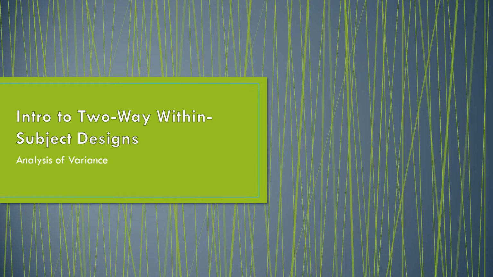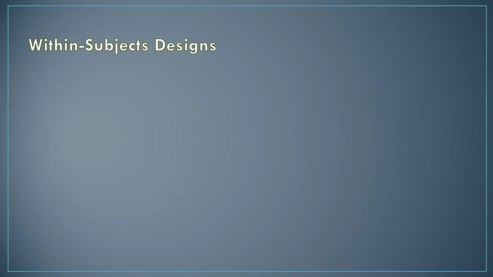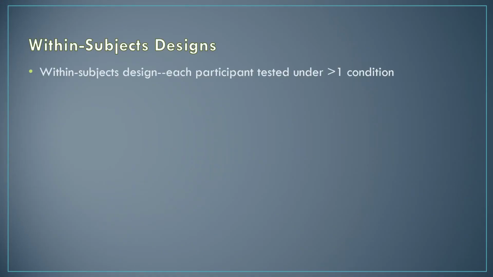This video will give you an introduction to two-way within subject designs. Within subjects designs are designs where each participant is tested under multiple conditions. So each level of your independent variable, where your independent variable is what establishes the groups that are being compared when you're doing mean comparisons in ANOVA. But within subjects designs is that every single participant is in every single level of that independent variable.